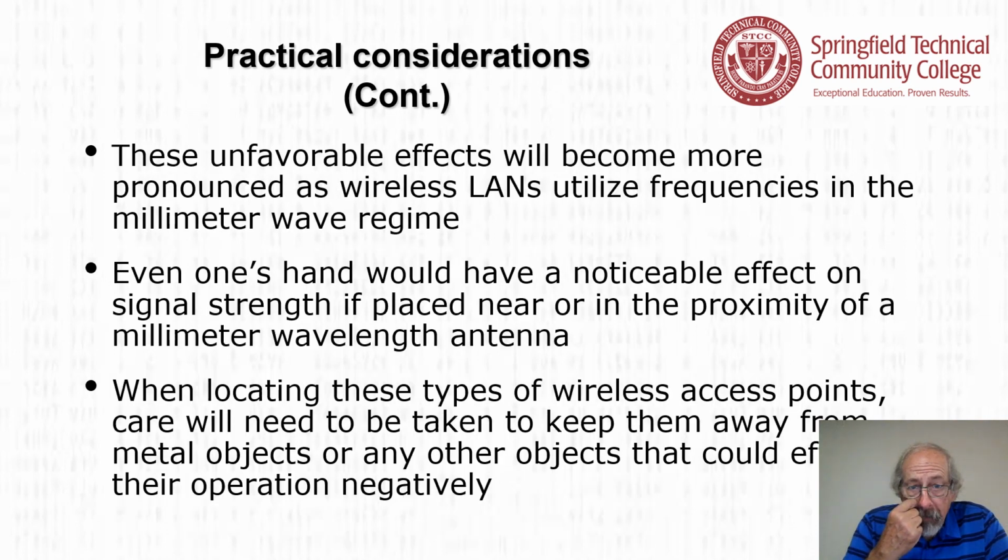These unfavorable effects will become more pronounced as wireless LANs utilize frequencies in the millimeter wave regime. Even one's hand would have a noticeable effect on signal strength if placed near or in the proximity of a millimeter wave wavelength antenna. When locating these types of wireless access points, care will need to be taken to keep them away from metal objects or any other objects that could affect their operation negatively.